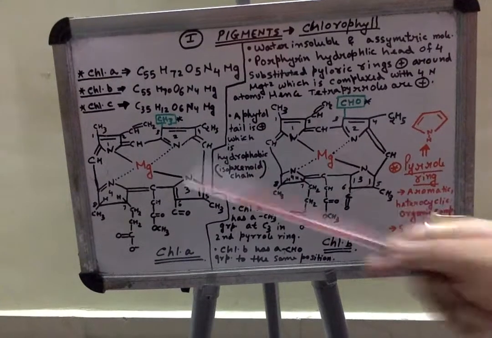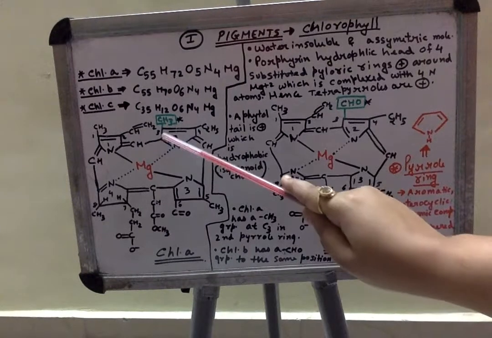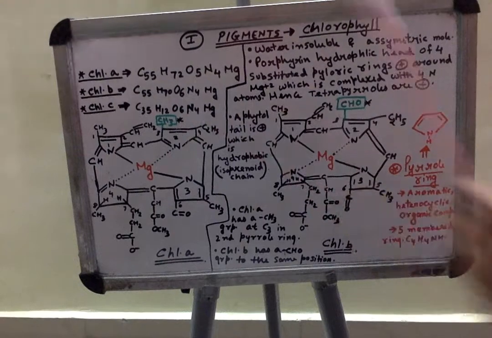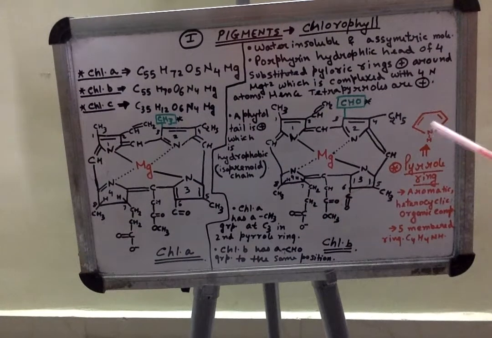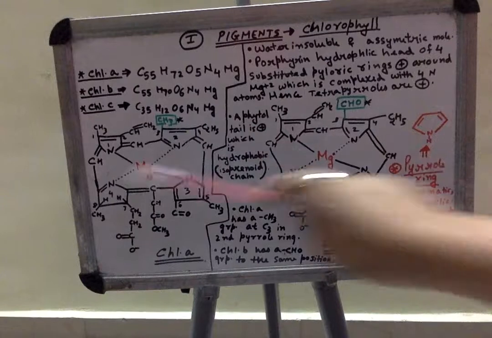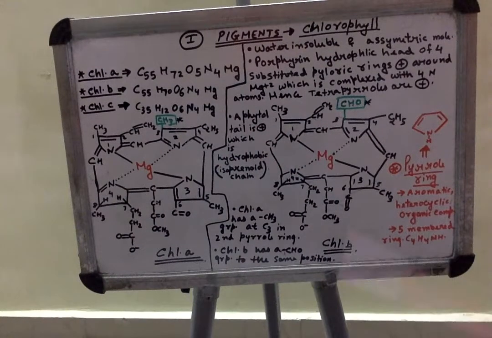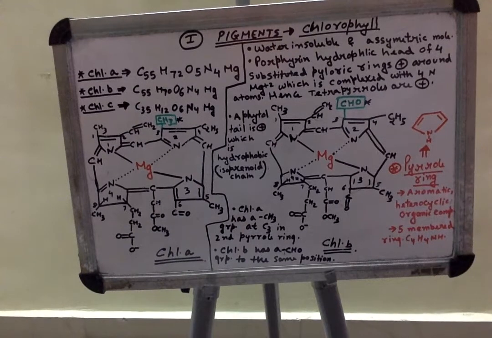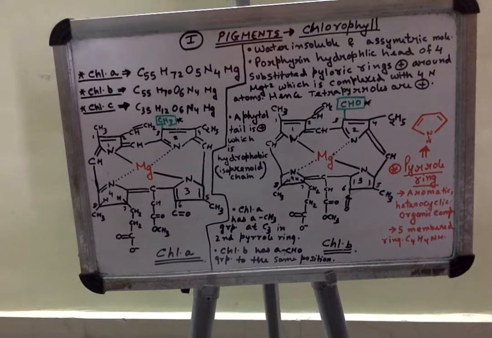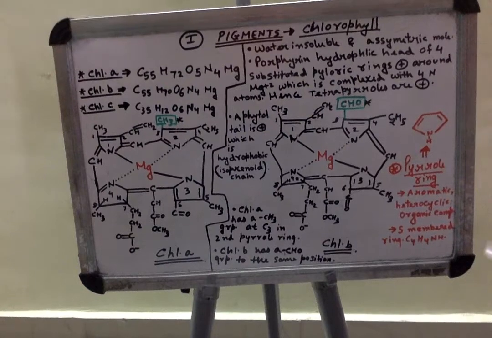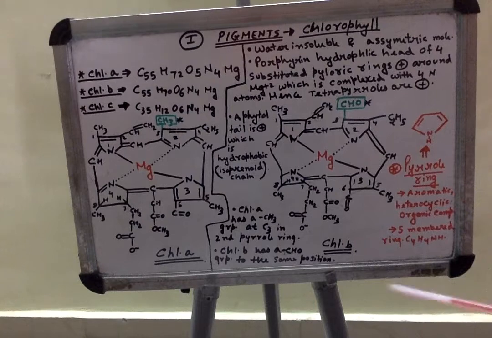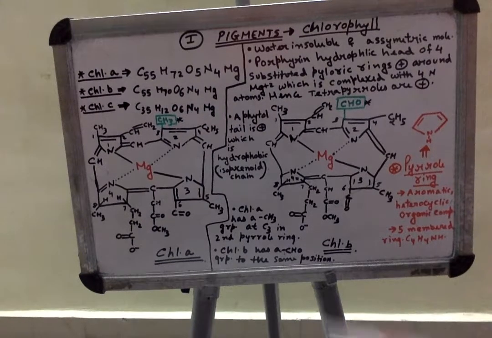You should not memorize the structures, but please remember the position of these 2 functional groups or substituents, which are very important. Also remember that there are 4 pyrrole rings and therefore it is known as a tetrapyrrole ring, and the presence of magnesium ion. The chlorophyll molecule has the metal magnesium. It is often asked which metal is present in the chlorophyll molecule, so your answer will be magnesium or magnesium ion.